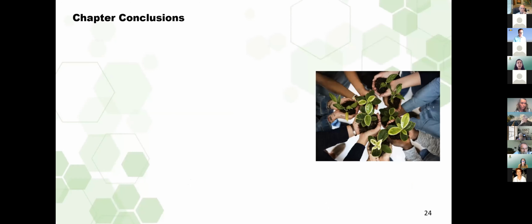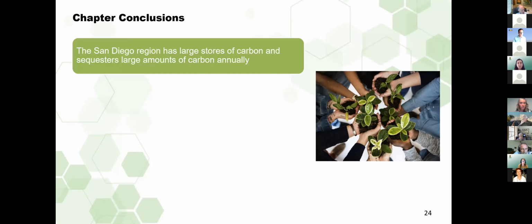Finally, there are several high-level key conclusions from this chapter. First, the San Diego region has several large stores of carbon and sequesters significant amounts of carbon annually. Though this analysis shows a regional perspective that is not meant to inform specific projects or granular natural climate solution discussions, it nevertheless demonstrates that there is ongoing sequestration and that there are large, stable carbon stocks in the region.